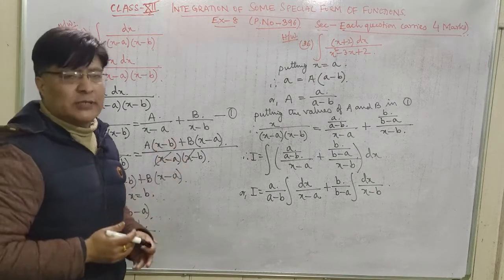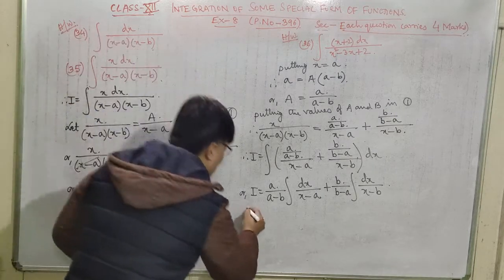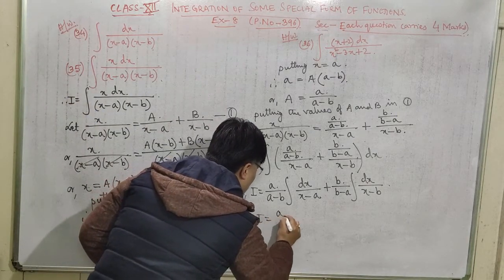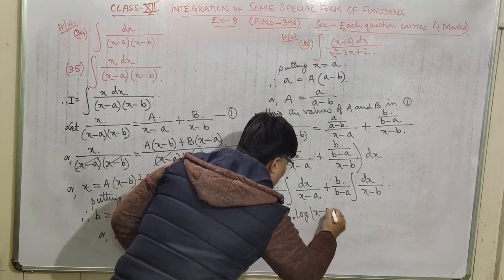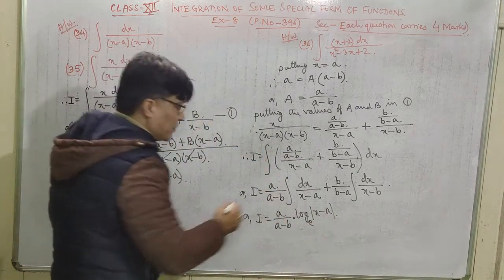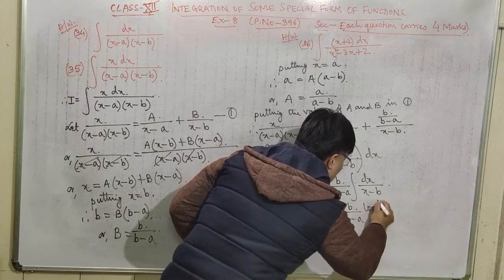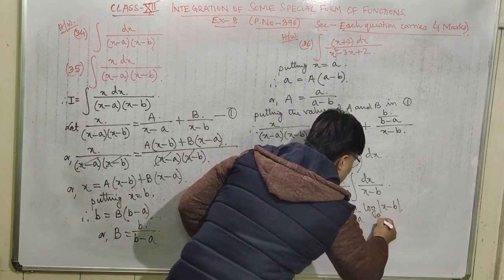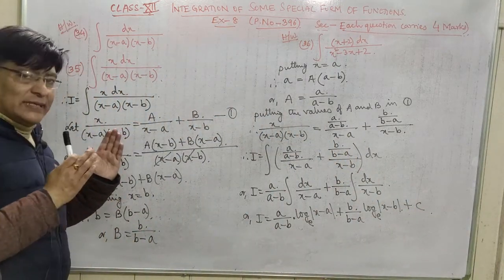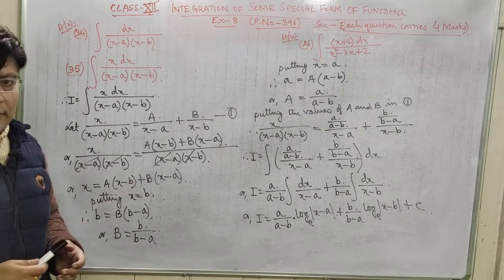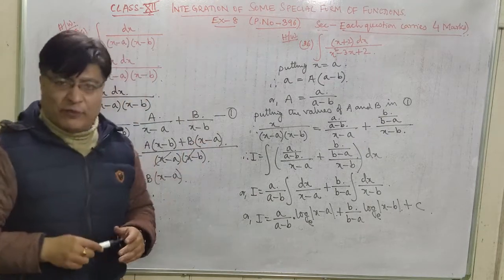Here in the denominator, the power of x is 1. You can take this x minus a as x and x minus b as x. So I is equal to a upon a minus b, what is this integration? Log of x minus a within mod base e, plus b upon b minus a log within mod x minus b base e, then plus c. So you can keep the answer as it is. This may be the answer, you can write it as an answer. But you can simplify it further.